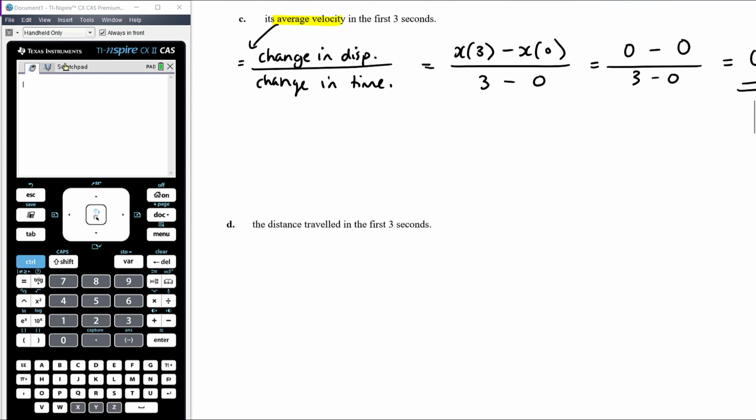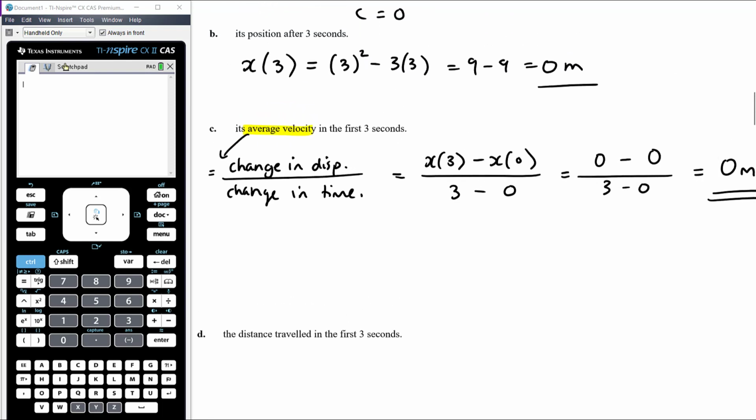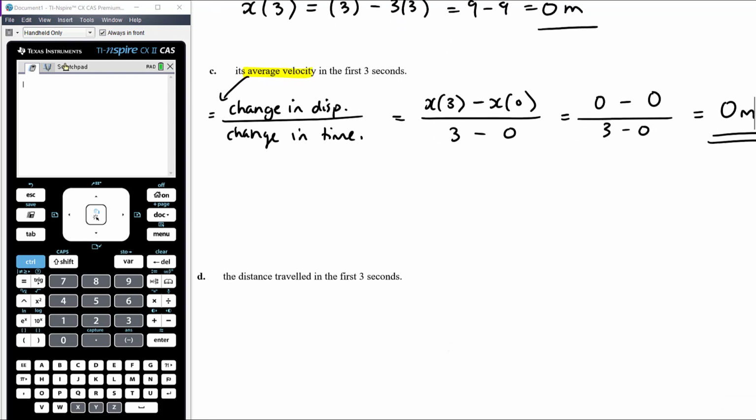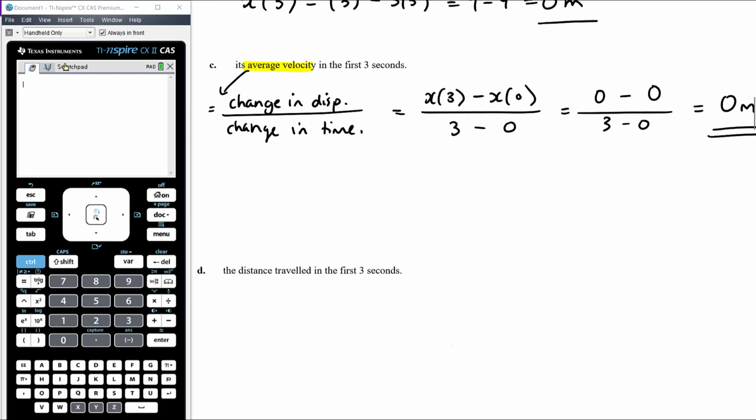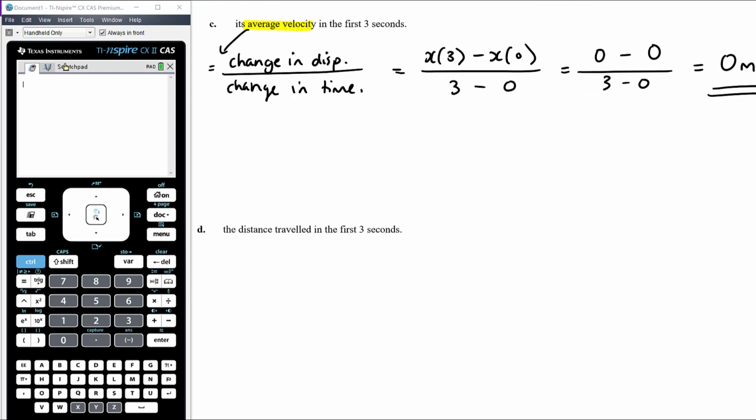Find the distance travelled in the first 3 seconds. We know that the displacement after 3 seconds is 0, but that doesn't mean that the particle didn't go anywhere. So we need to think about what the particle actually did, and in particular, where did it turn around? We know it started at O when t equals 0, and ended up back at O when t equals 3. But what did it do in that time? Where did it go? How far did it go?